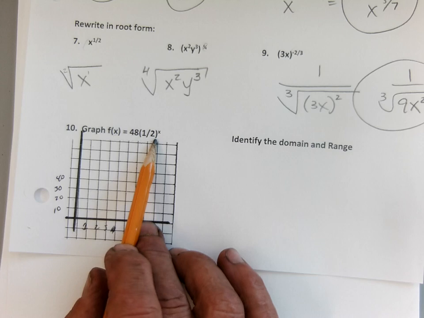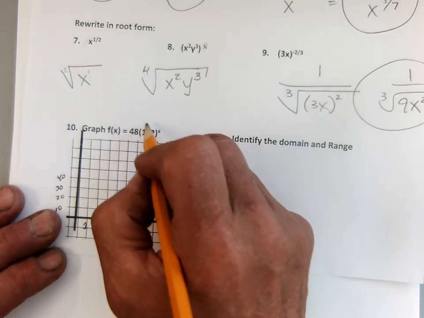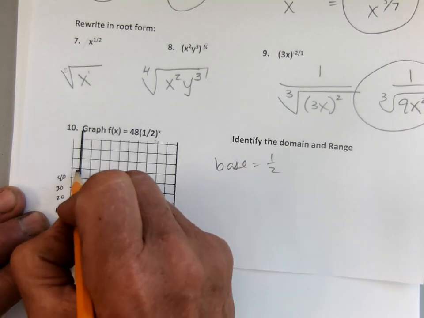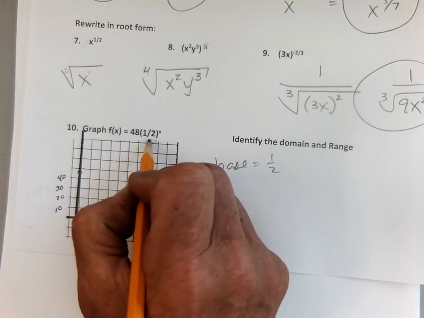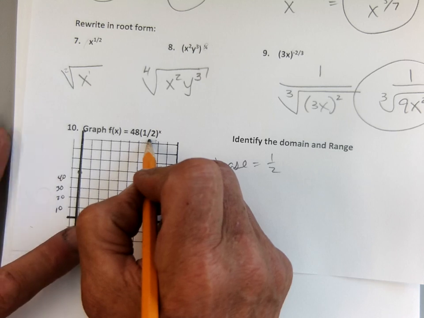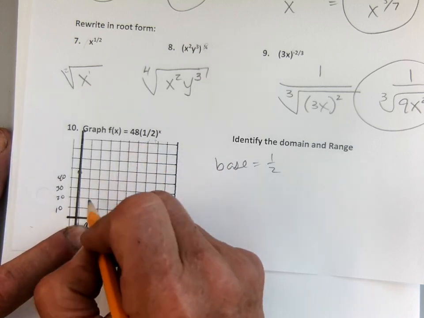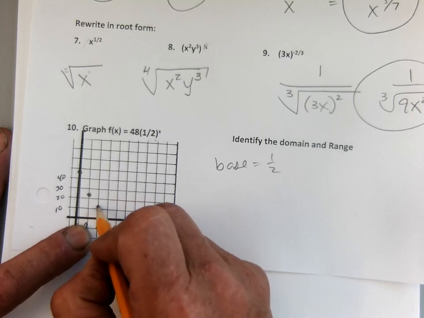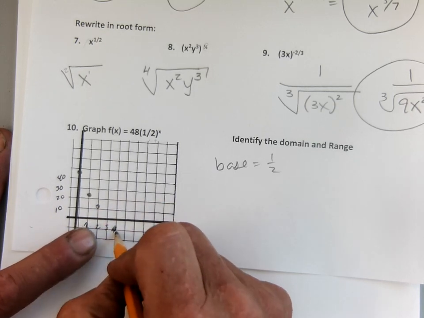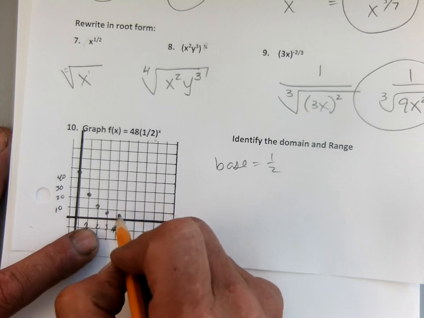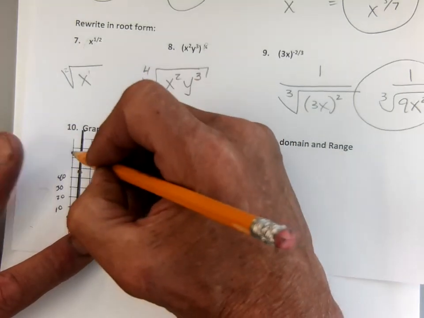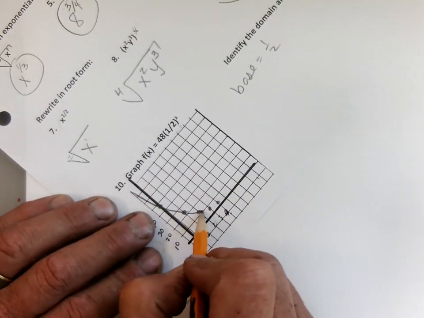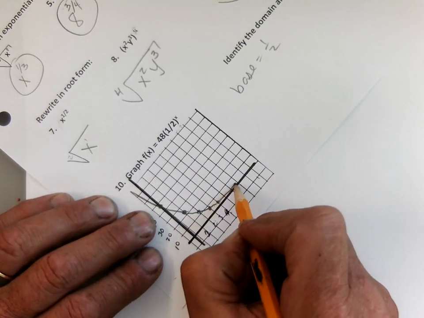Okay, an exponential equation. Well, what is the base? The base is 1/2. So let's start at 48, which is about here. And if the base is 1/2, I'm going to take half of that, okay? So half of 48 has to be 24, about there. Half of 24 is about 12, about there. Half of 12 is about 6, and then 3. And then what happens is it never, ever gets to 0. It gets smaller and smaller, half of a half of a half. So it just goes along like that.